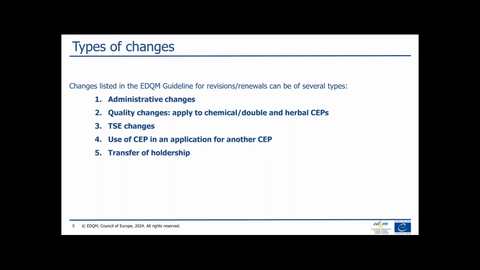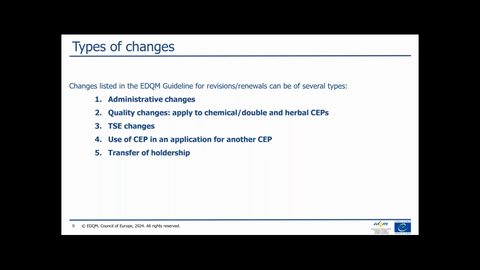So there are several types of changes that you can submit to EDQM. Obviously, administrative changes: changes in contact details, in names of the company, addresses, etc., provided that the location remains the same. Then the second type of changes is quality changes, which would apply to chemical and herbal SEPs. The third class is changes related to the TSE risks.